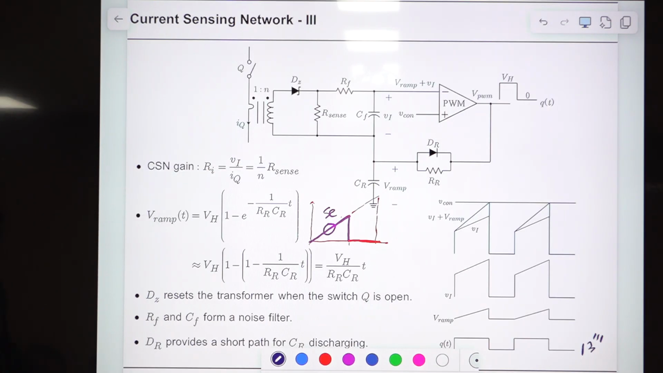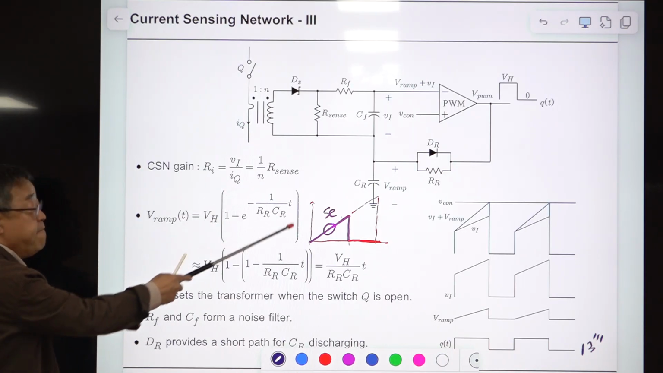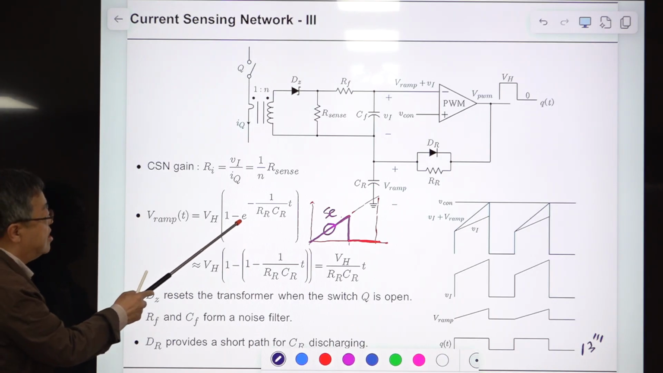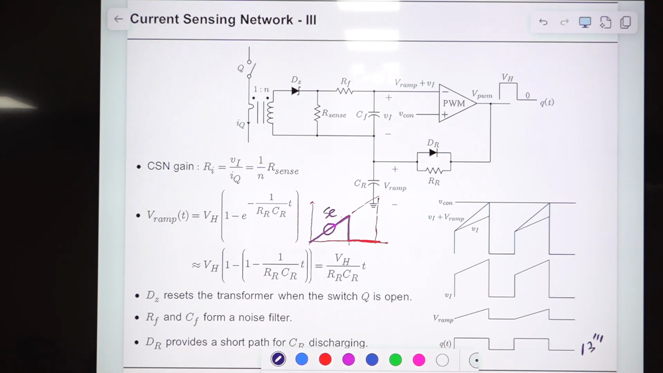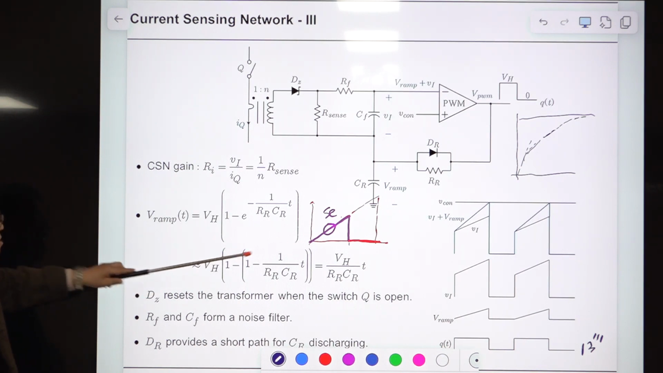All right, V ramp. This is the exact expression for the V ramp. It is increasing exponentially, so it will be something like this, toward this final value. But it is increasing very slowly because the time constant is very, very small. Then this one can be considered. So for the mathematical expressions, this is the CS gain.